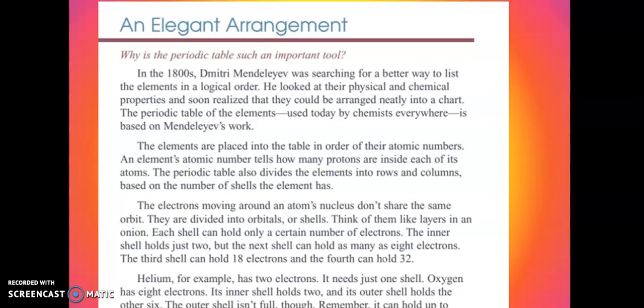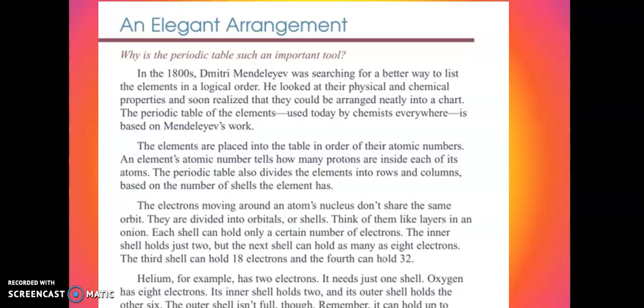Dmitry Mendeleev was searching for a better way to list the elements. You know that we have a lot of elements on the planet, right? And the periodic table is an important tool. We're going to see what a periodic table is and what this table contains. We are not going to see all the elements because it's a lot of information. The objective of the class is to understand what the periodic table is, who invented it, and what it is for.